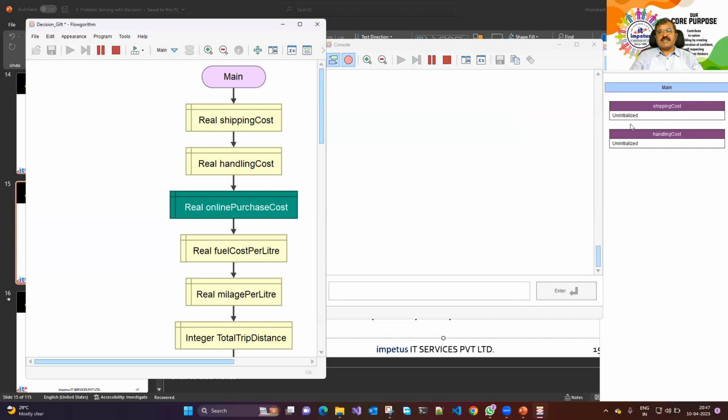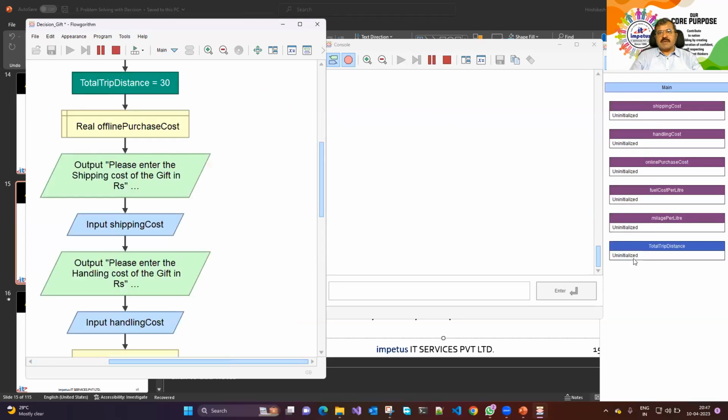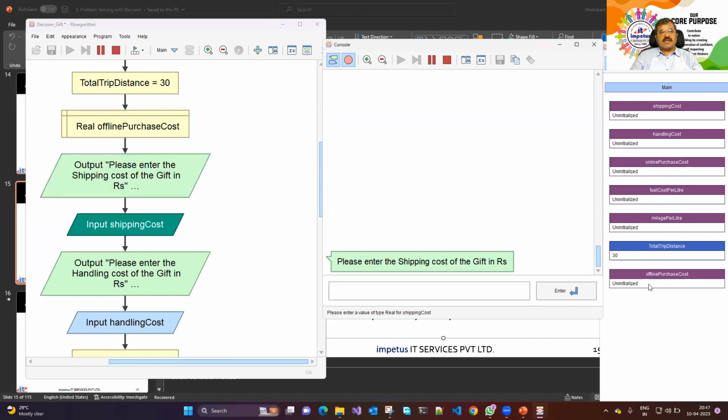Shipping cost variable is created, is not initialized. Handling cost created, not initialized. Fuel cost not initialized. Mileage per liter, total trip distance initialized. Offline purchase cost uninitialized. And now it's waiting over here.